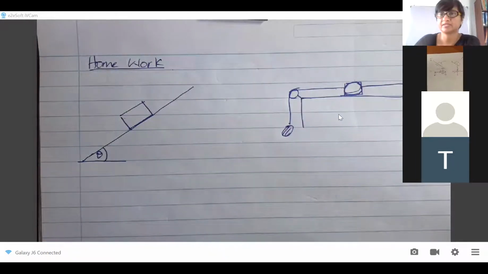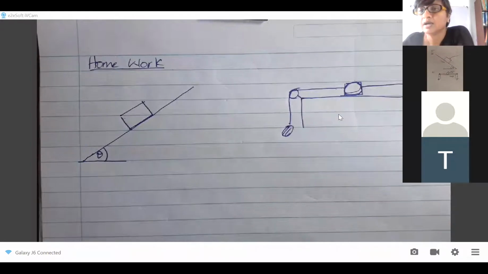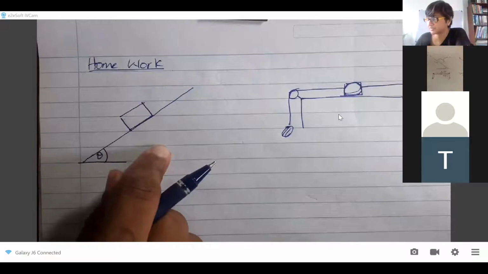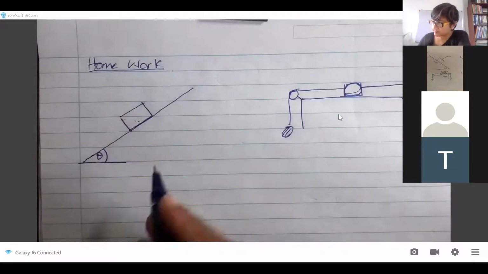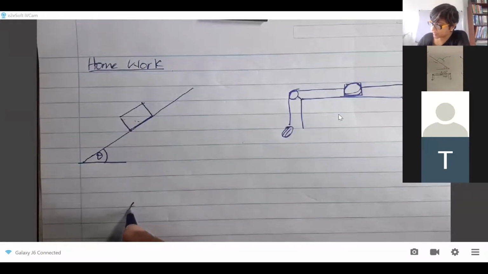Oh, wait. I can't see. Ah, right. Okay. So I've drawn it in the other direction. I hope that's fine. So I draw it in the other direction. Right. So the free body force diagram for this. Okay, you have it like that.